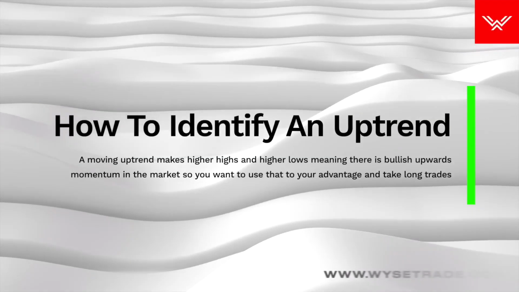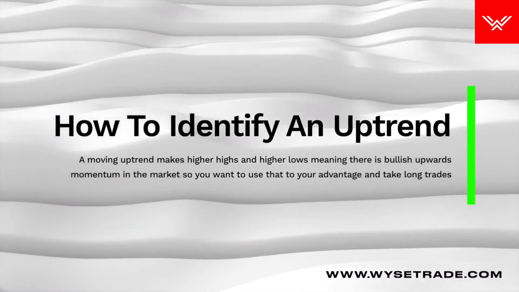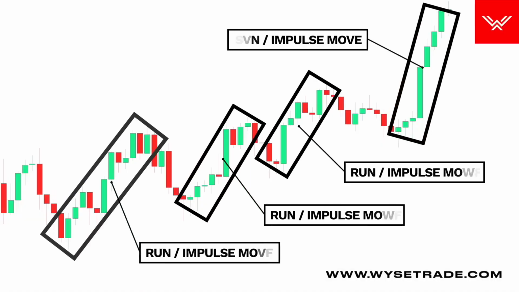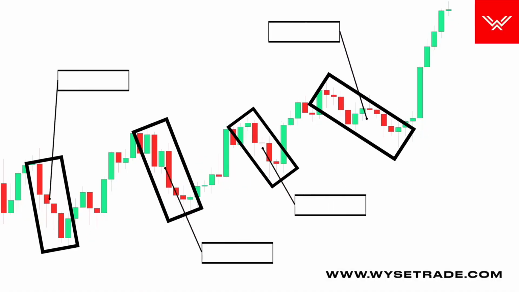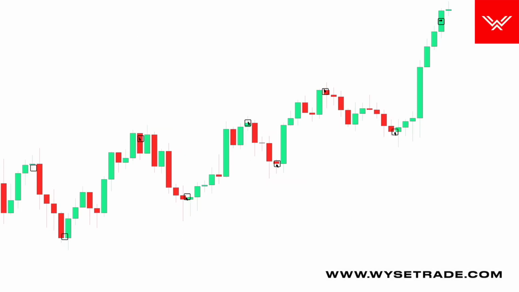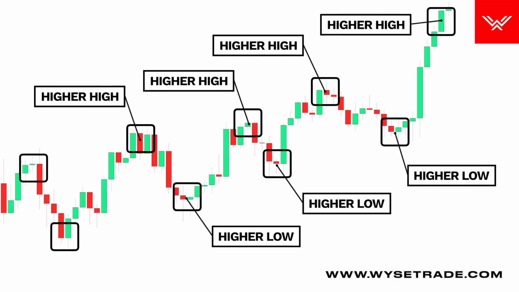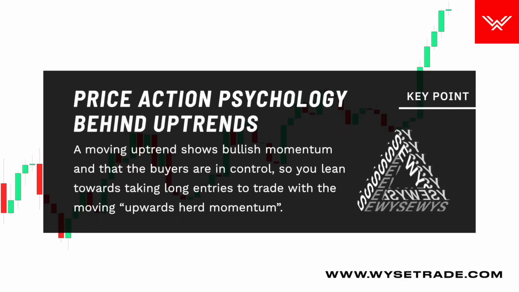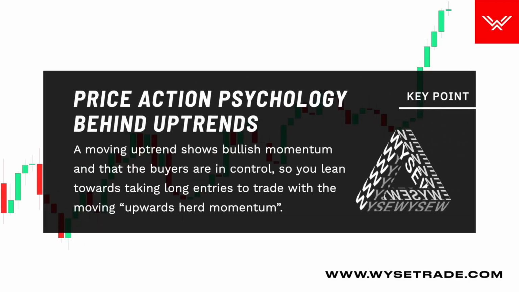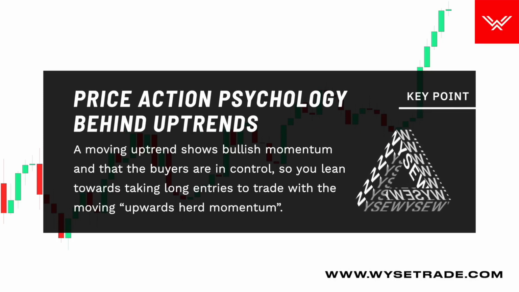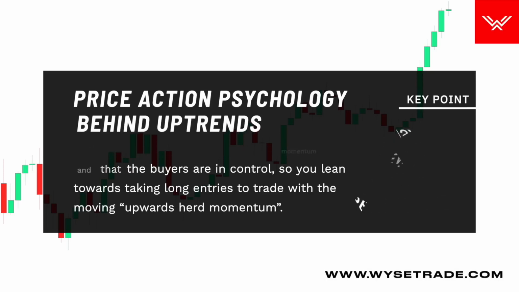So, how do you identify an uptrend? You have your runs here and your pullbacks here, which means an uptrend makes higher highs and higher lows. From a price action standpoint, a moving uptrend shows bullish momentum and that the buyers are in control, so you lean towards taking long entries to trade with the moving upwards herd momentum.